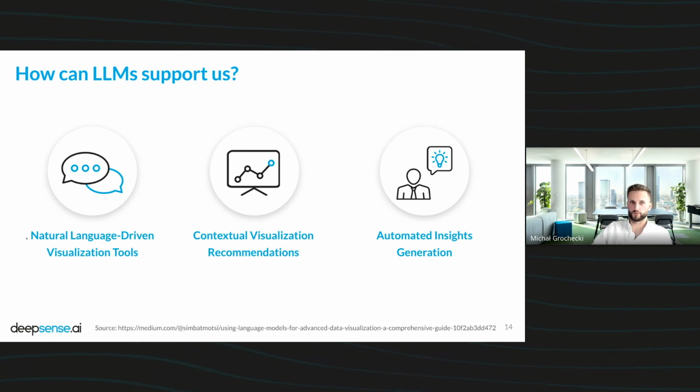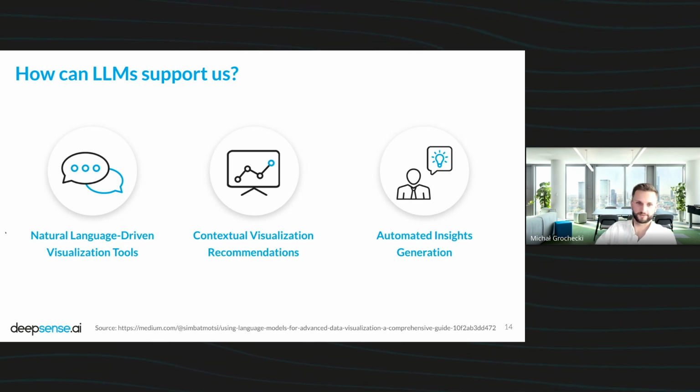What I mean by contextual visualization recommendations is that language models can provide recommendations for our visualization based on the dataset's content and the user's queries. So by understanding the context of the data, LLMs can suggest suitable visualization techniques that effectively convey the information. And we can also employ LLMs to automatically generate insights from datasets. This streamlines the EDA process by quickly highlighting key findings, trends, and anomalies within the data.